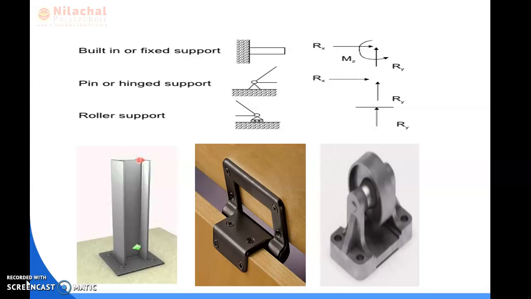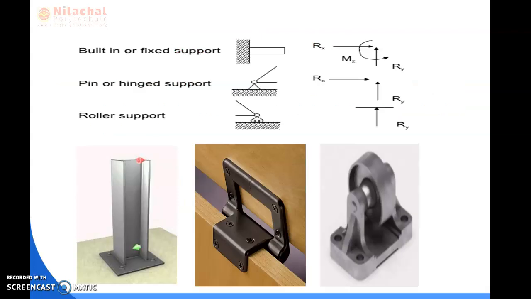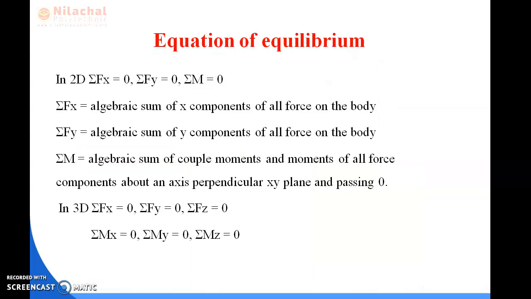So in the previous class we discussed the support conditions. As I said before, there are three types: fixed support, pin or hinge support, and roller support. We also discussed the reactions for these kinds of supports. So today we will discuss the equation of equilibrium.